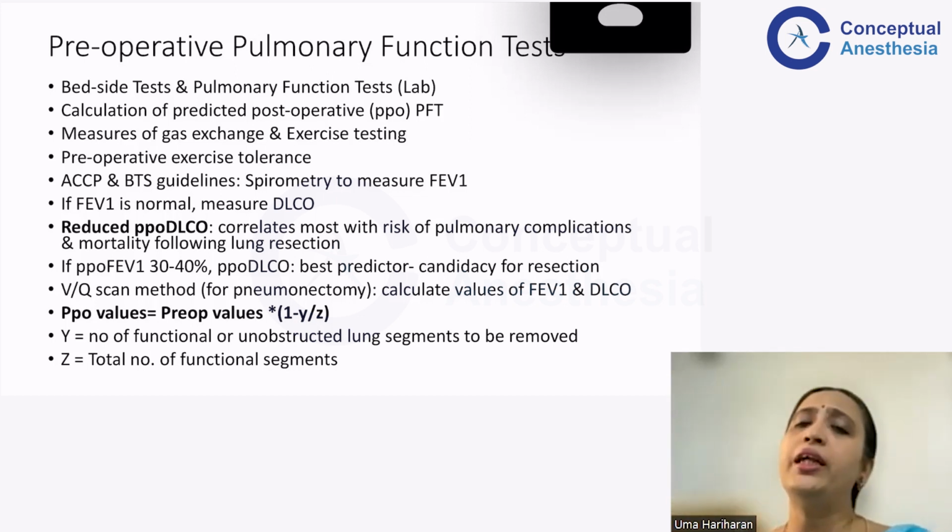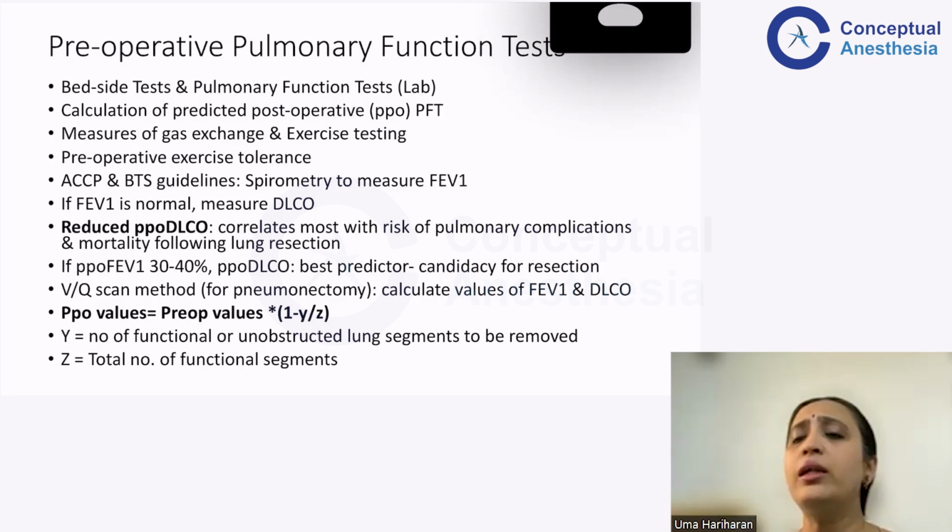If predicted post-operative FEV1 is 30 to 40% and predicted post-operative DLCO, all these things are used. These two actually form the best predictor for complications after lung resection, right? So what are the two important predictors? Predicted post-operative FEV1, forced expiratory volume, and PPO DLCO.